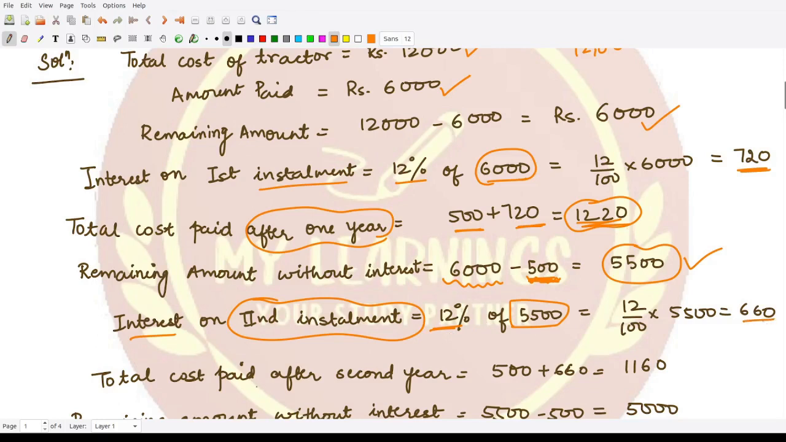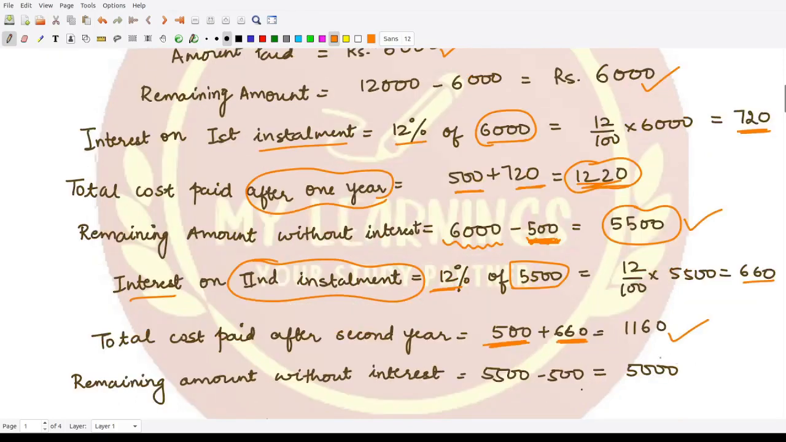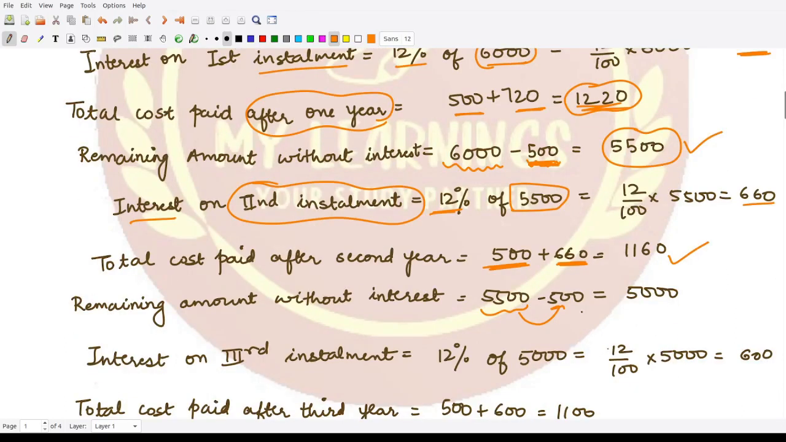Therefore the total cost paid by the farmer after the second year would be 500 as the balance amount and 660 as the interest. When you calculate it, it comes out to be 1,160. Similarly, out of that 5,500 he has also paid 500, so he'll be left with 5,000. So he'll be calculating the interest on the third installment from this 5,000.